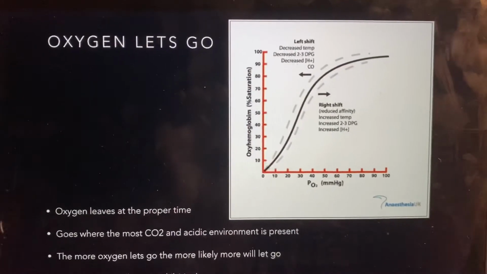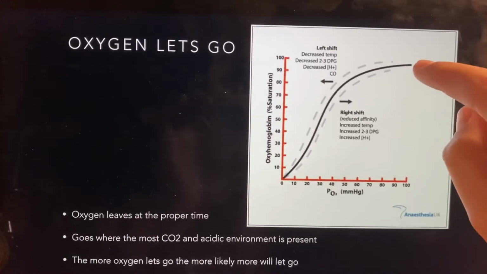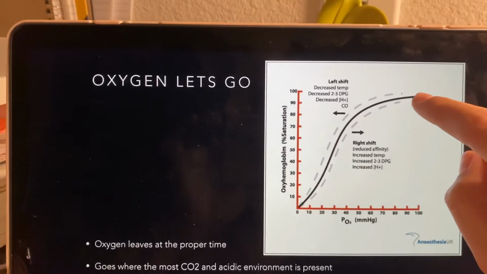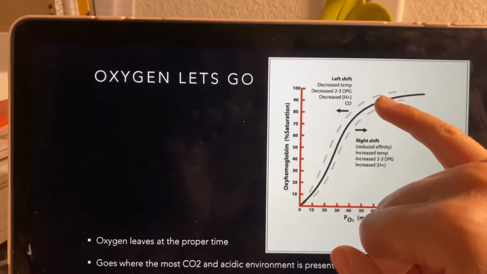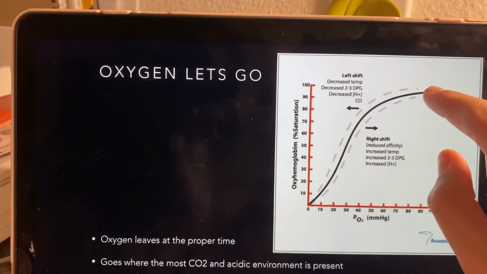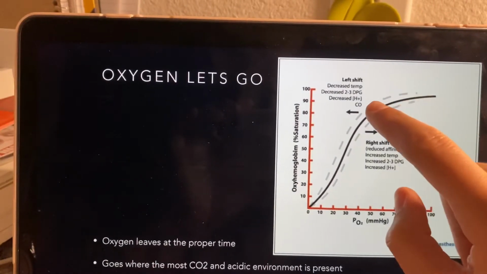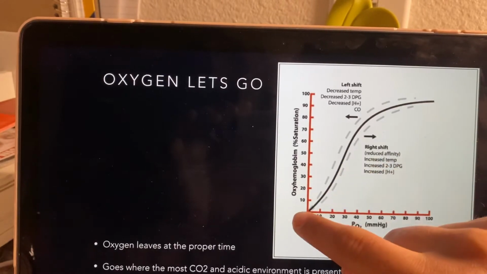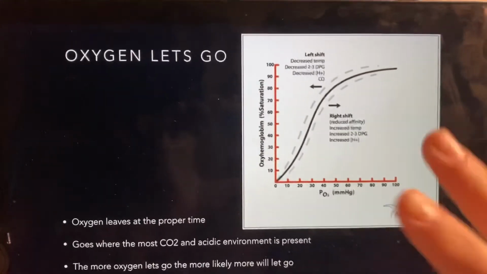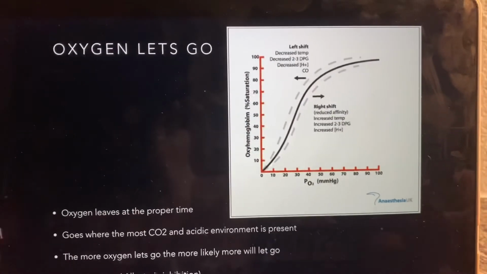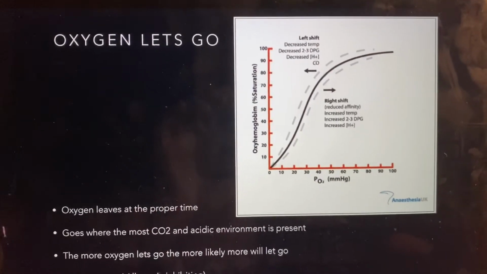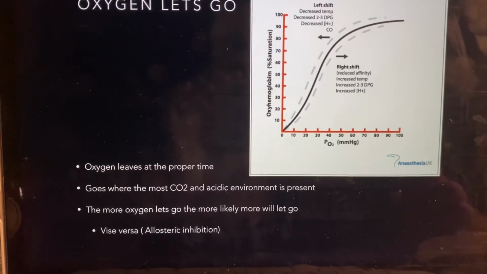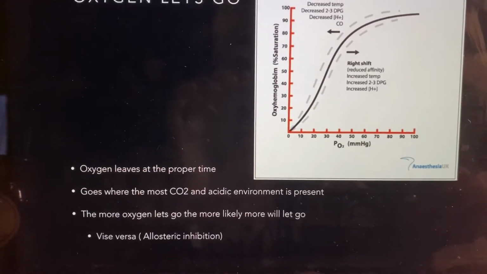The reverse of that would be the oxygen letting go, which occurs with the left shift here. There's more oxygen leaving, which is a slower curve at first, and then it just drops off. They're opposite reactions, but they work really well hand in hand to create a system that works well.